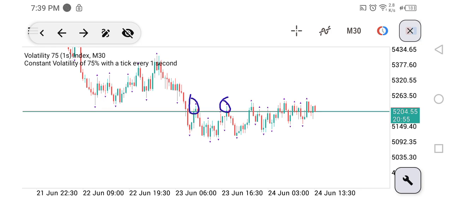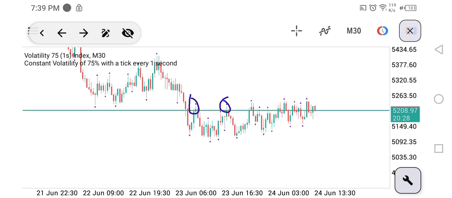Liquidity exists at equal highs and equal lows, session highs and lows. But for those of us who trade synthetic indices, we don't really bother ourselves with sessions because the market is not affected by sessions, neither is it affected by news events and all that. So we are mostly technical in our analysis.